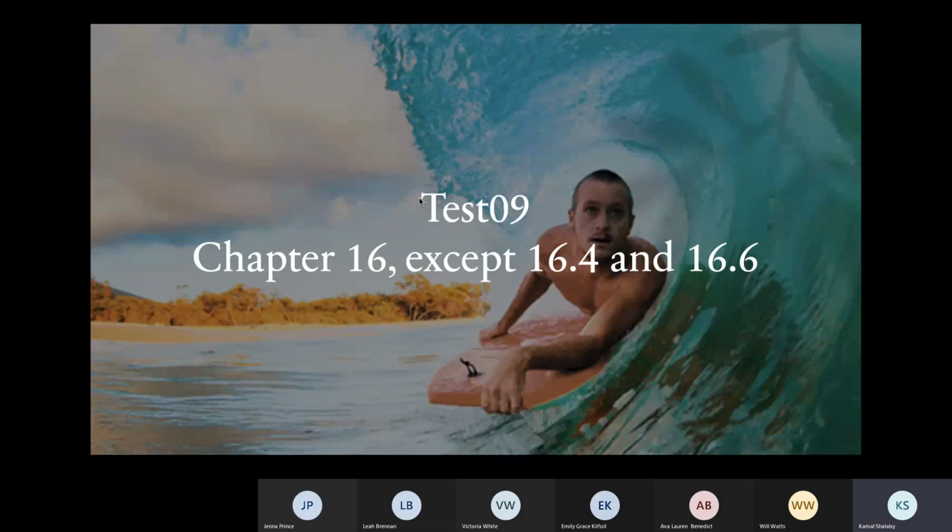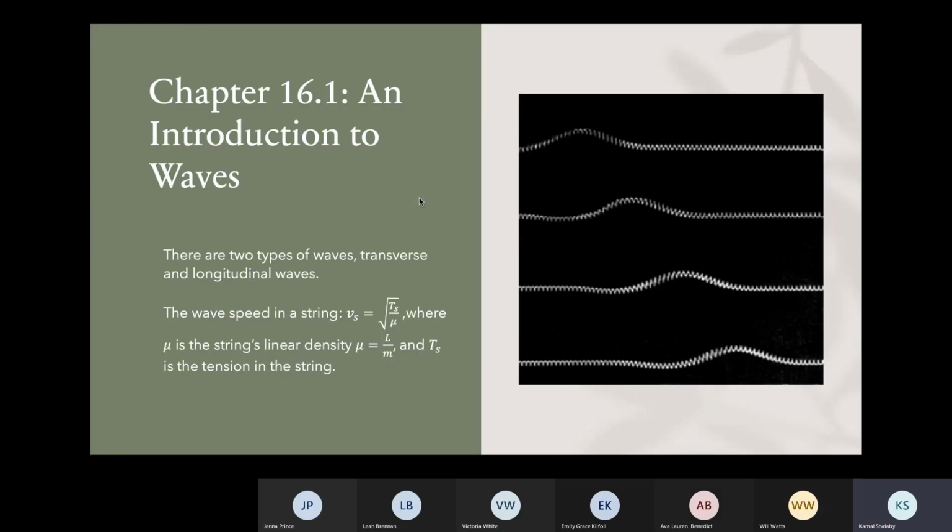So yeah, this night. So we start with an introduction to waves. There are two types of waves. There are transversal and longitudinal waves. So can anyone tell me what is the difference between both? What is the difference between a transversal and longitudinal wave?